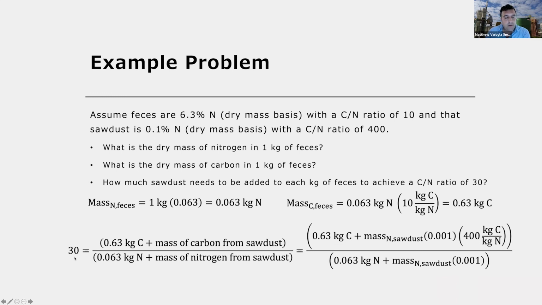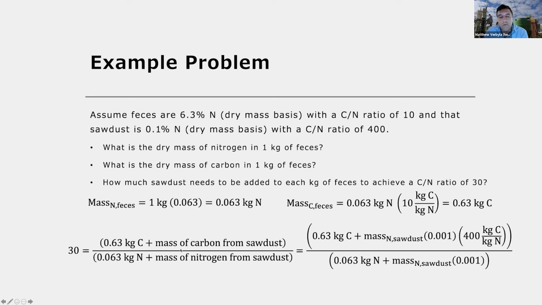Next step is to set up the equation where we are aiming to achieve our carbon to nitrogen ratio of 30. We know that we have 0.63 kilograms of carbon, normalizing this to 1 kilogram of feces. We don't know yet how much mass of carbon from sawdust will be contributed, so we're going to leave that as a variable. We do, however, know that we have 0.063 kilograms of nitrogen, but we don't yet know how much nitrogen is going to be added from the sawdust, so we're going to leave that as a variable.